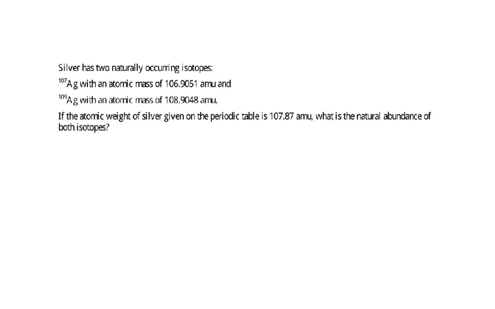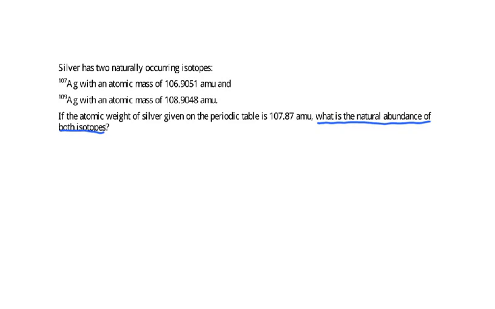Here we're going to solve a natural abundance isotope question. So we have silver, and it has two naturally occurring isotopes. We have silver 107 with atomic mass of 106.9051 AMU, and silver 109 with an atomic mass of 108.9048 AMU. So if the atomic weight of silver given on the periodic table is 107.87 AMU, what is the natural abundance of both isotopes? This is your clue that this is a two equations with two unknowns question.